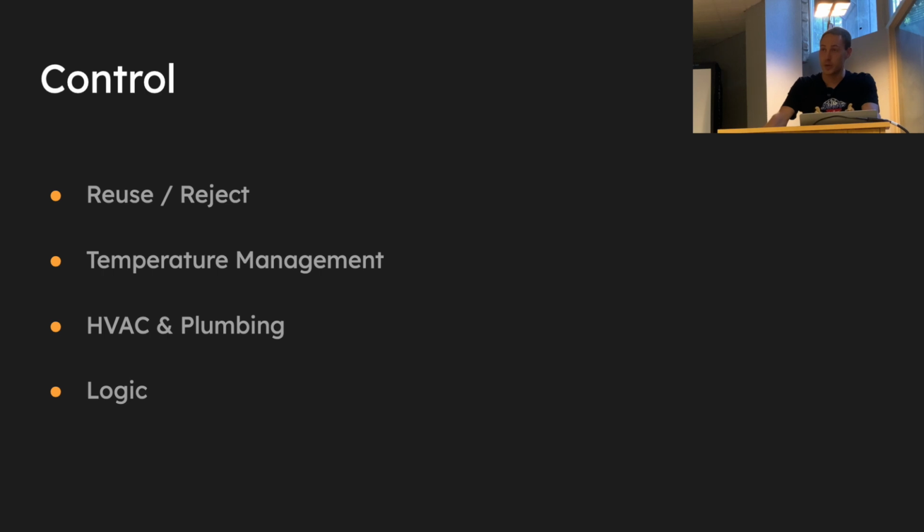Obviously temperature management, things like dynamic performance scaling for that. You want to make sure everything's running smoothly and at the right temperature. You're not overheating or frying anything, that would be bad. And then control of your HVAC and plumbing, all of this roping into some logic that connects to your thermostat.